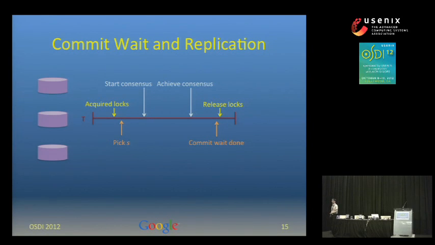common case. It should also be noted that replication has to be integrated with concurrency control here. For reasons I won't go into detail, we actually can't notify the slaves of the fact that we've achieved consensus until after commit wait.